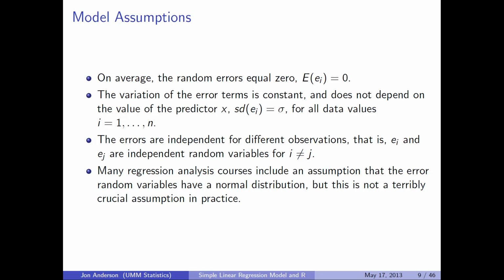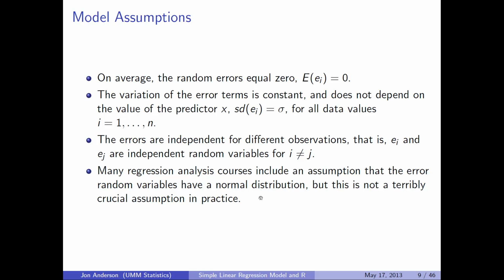On average they're 0. The next bullet says that we are going to assume that these random error pieces have the same standard deviation for all the data values, the first data value we have up to the nth one. The third bullet says that we're going to assume that our observations are all independent, that the random errors are independent from each other. Whatever one data observation's random error would be does not tell us anything about another observation's random error.